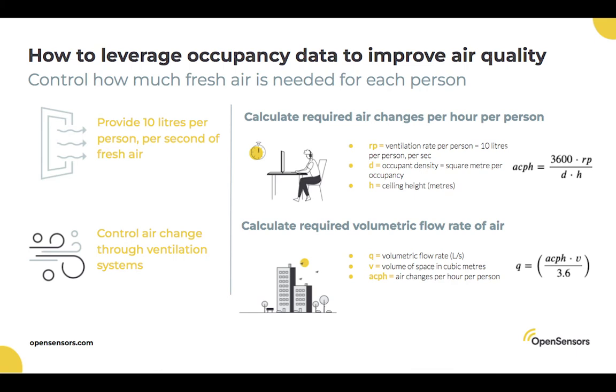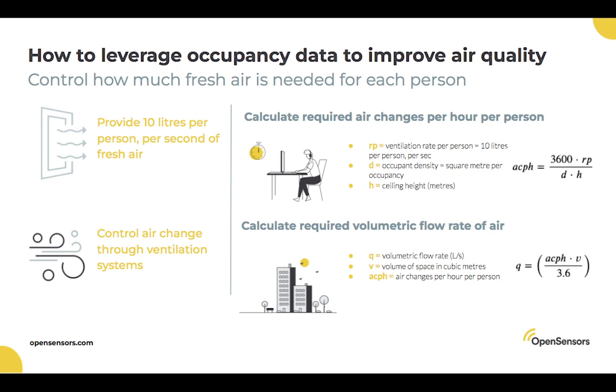So the first formula on the right, on the top there, is how to work out how many air changes per hour per person are required in your office to keep your CO2 at that nice 300 to 500 parts per million level. And once you've worked this out using your occupancy density and ceiling height, you can then take that air changes per hour figure and work out how much air needs to be supplied through your HVAC system into the space to hit that air changes per hour. And you do that by looking at the air changes per hour and the actual volume of your space. So your floor plan, square footage or square meterage times the height of the room.